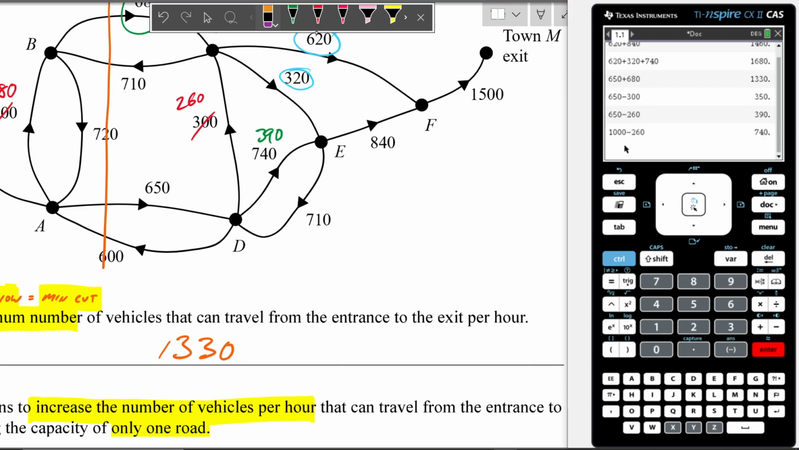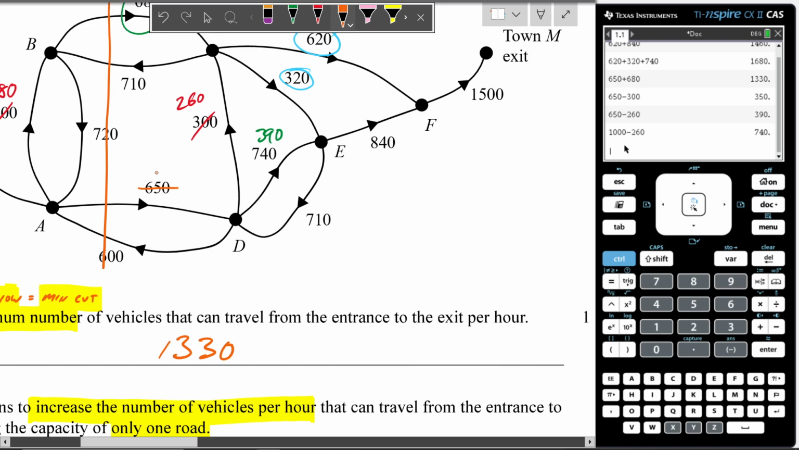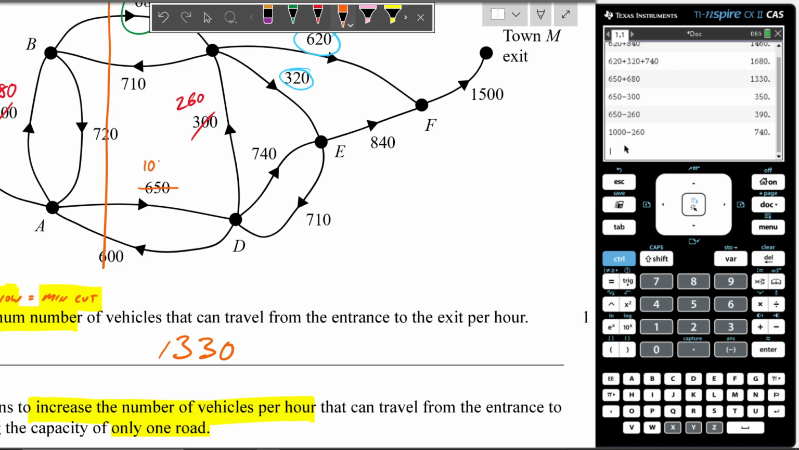So you might say, maybe this, and I'll do this in orange. Maybe this should actually be 740. Because if it's 740, that means this should be 1,000. Because if this is 1,000, once I've sent my 260 up that way, I now have 740 that are able to go through here, which is great.